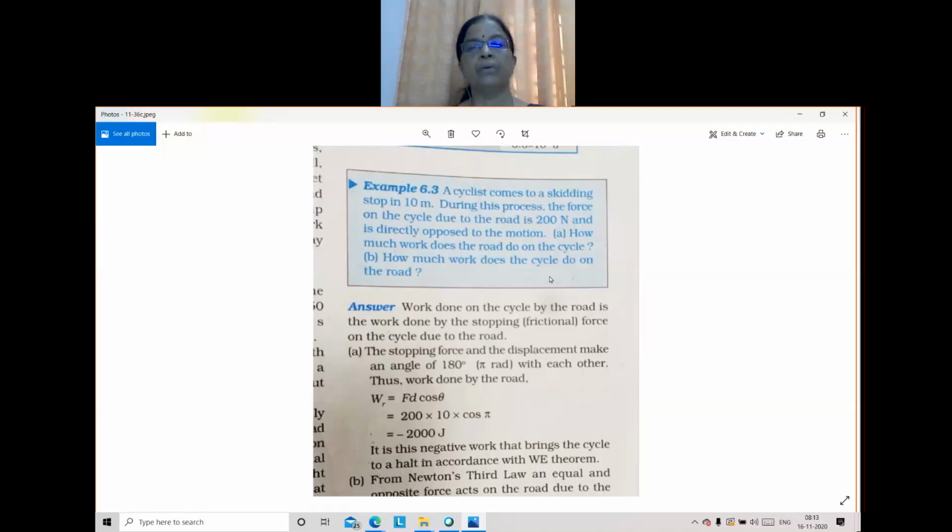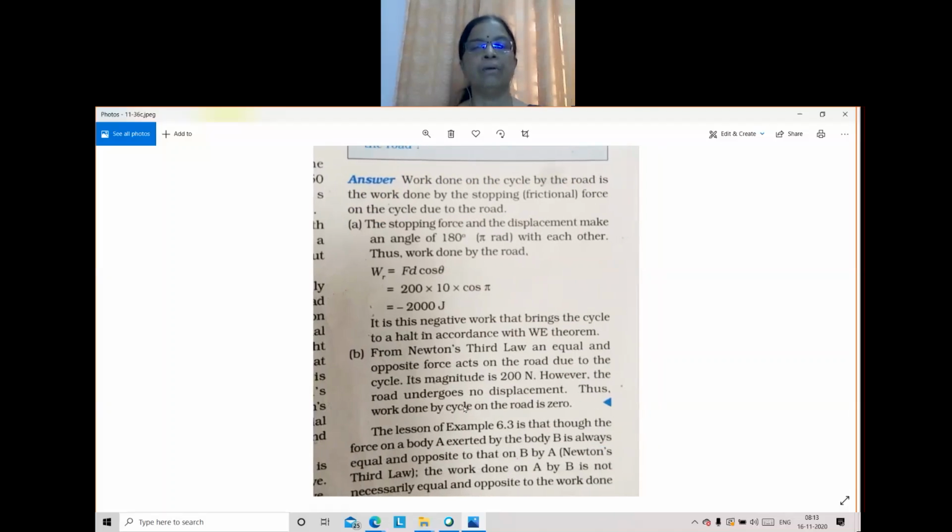But the cyclist also applies a force on the road. An equal and opposite force is exerted by the cyclist on the road. But there is no displacement of the road. The road remains there itself. Therefore, work done is 0 because there is no displacement of the road. So work done by the cyclist on the road is 0.